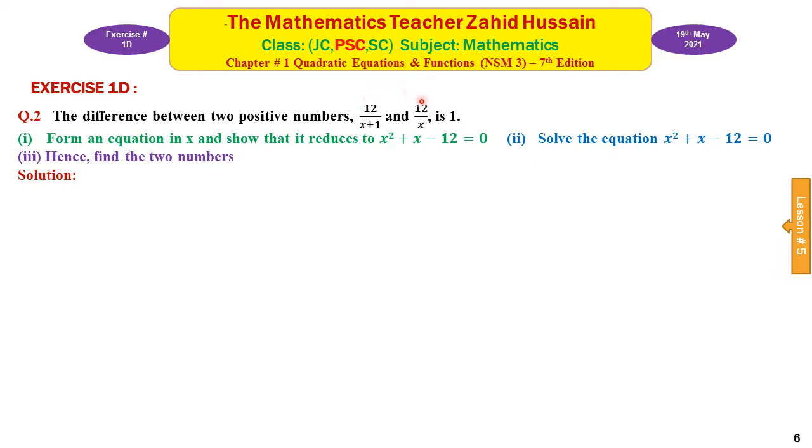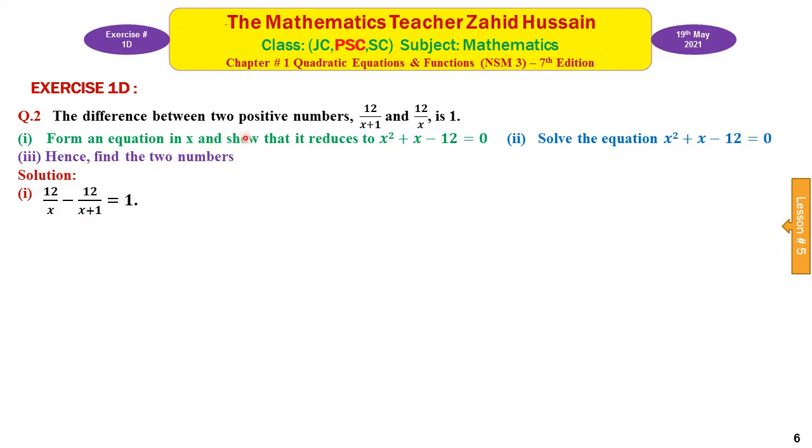If two fractions have the same numerator, then the fraction which has the smaller denominator is larger. So here x is smaller and x plus 1 is larger. So 12 over x is the larger number and 12 over x plus 1 is the smaller number. So when you subtract the smaller from the larger, your answer should be equal to 1. So our equation is 12 over x minus 12 over x plus 1 equal to 1. We are able to form the equation.